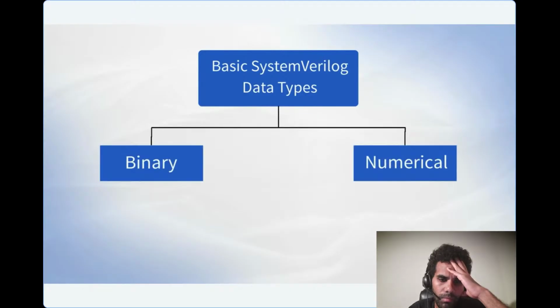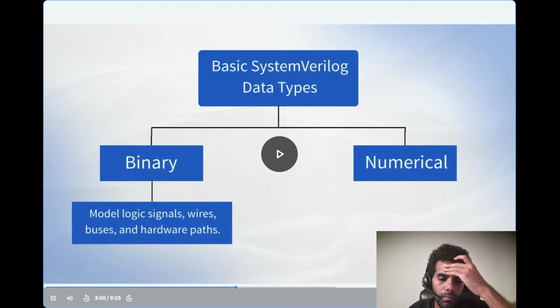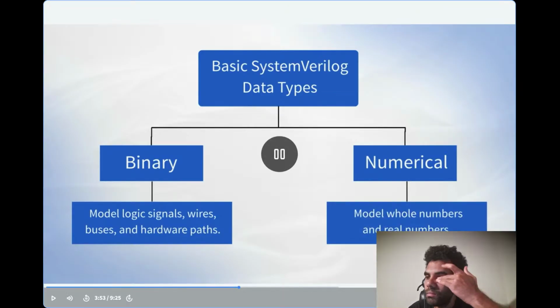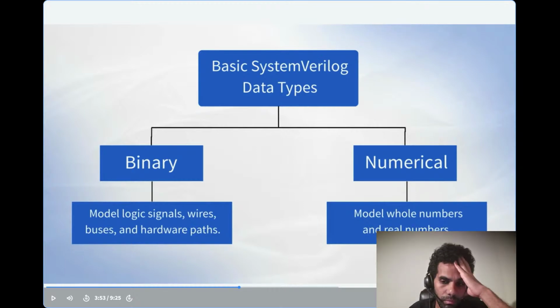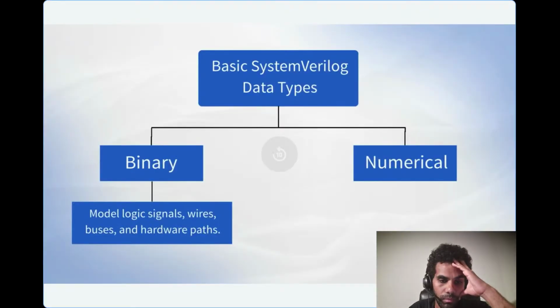We have the binary data type, and then we also have the numeric data type. The binary data type is used to model logic signals, wires, buses, and hardware parts, while numerical data types are used to model whole numbers and real numbers. Let's start with signals, wires, buses, and hardware parts.